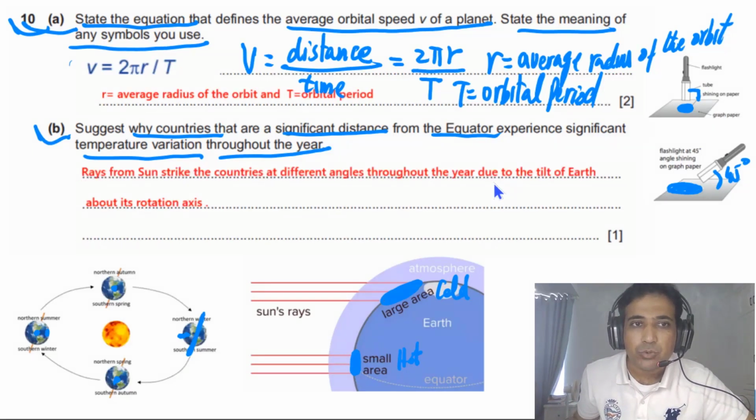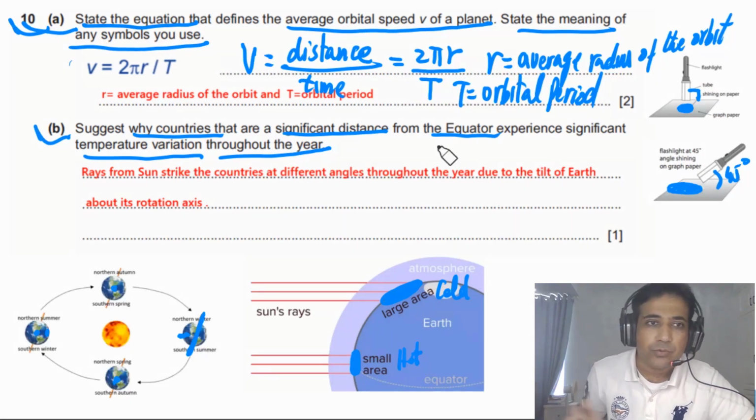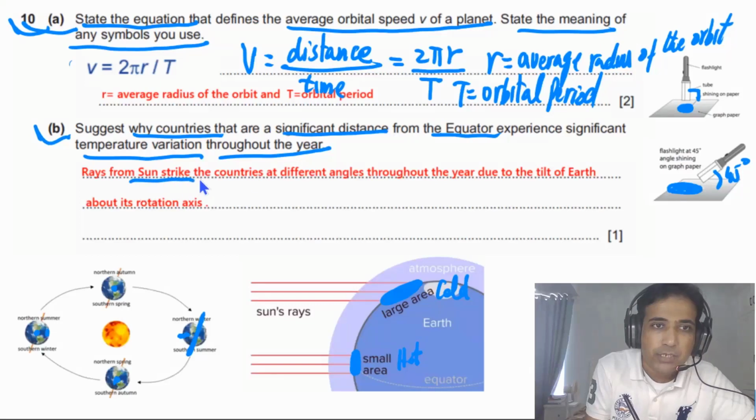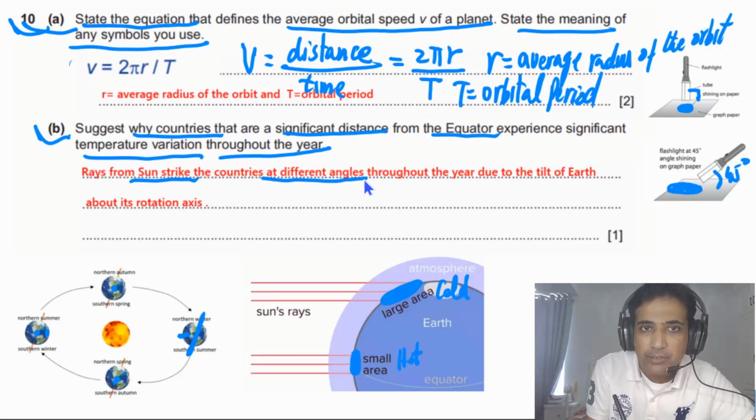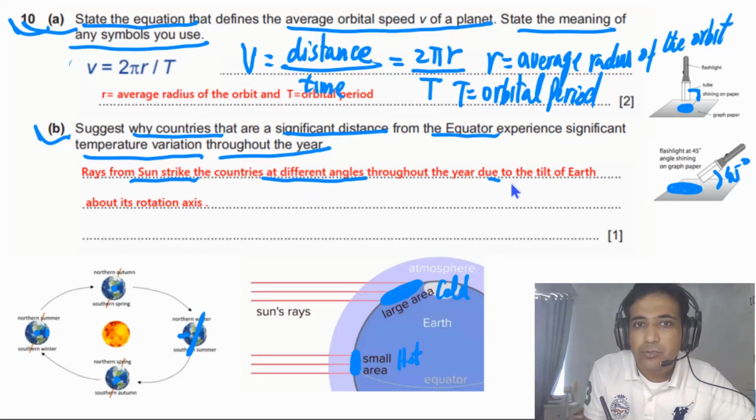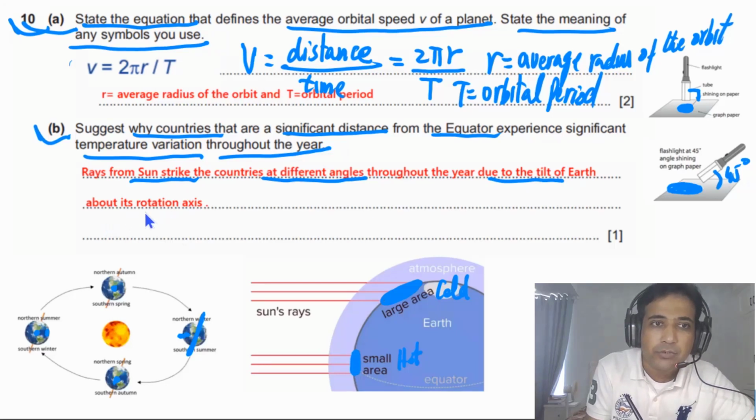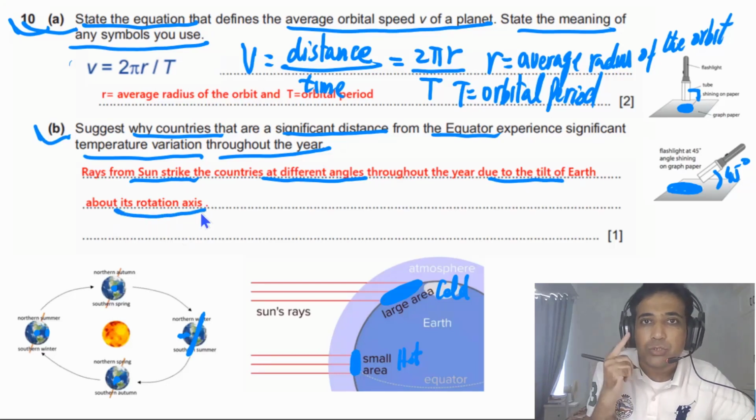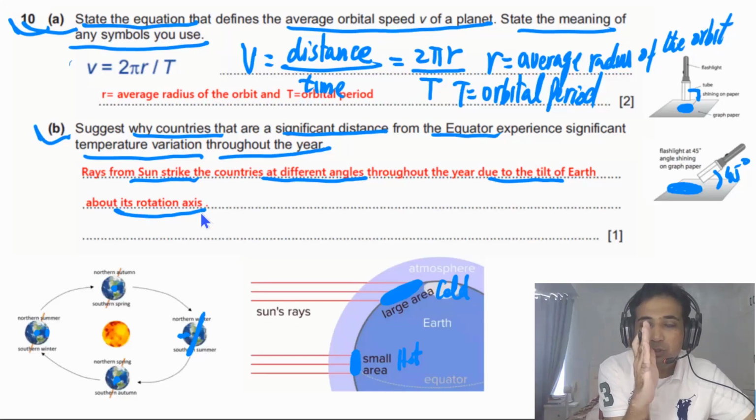Now let me show you how you can write down your answer. For the answer of this question, you can write these points. You can say rays from the sun strike the countries at different angles throughout the year, and this is due to the tilt of our planet about its rotation axis. So the rotation axis is tilted from the vertical.